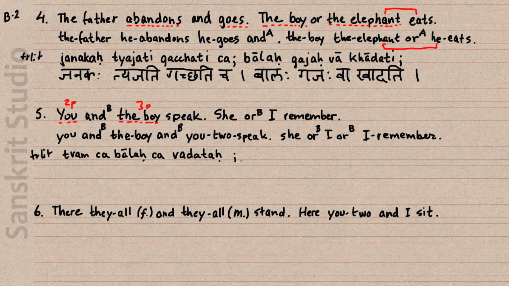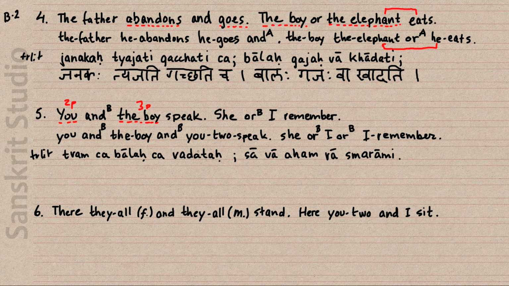And then she, sa, va, aham, va, and then I remember, which is, well, smarati, but for first person singular, smarami, like that. So tvam cha balaha cha vadataha.